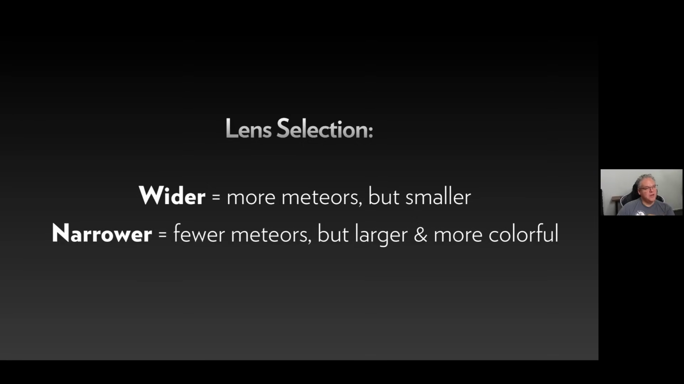Wider. You're going to have more meteors, but they're going to be smaller. It's true. If you use a narrower lens, you're going to have fewer meteors, but they're going to be larger and more colorful. So it's really a difference between like a 14 and a 24. You could shoot a 35 or a 50, but you're really narrowing down your possibilities of catching meteors. But when you do, they will be extraordinary because they will be big and sharp and bright and colorful.